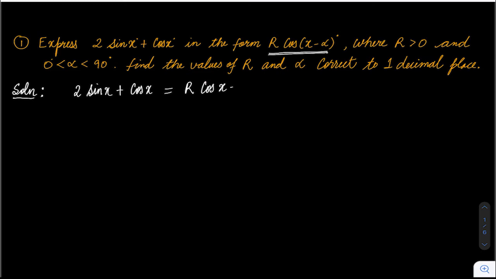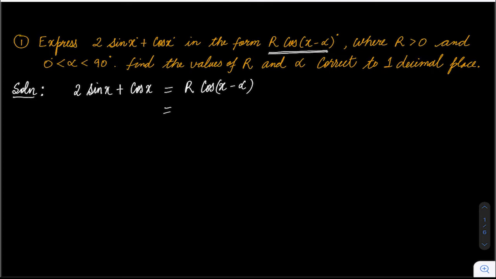So first I have taken 2 sin x plus cos x is equal to r times cos of x minus alpha. So now I will substitute the value of cos x minus alpha. So cos x minus alpha is cos a cos b plus sin a sin b. So it will be plus sin x into sin alpha. So basically my aim is to find the value of r and alpha.